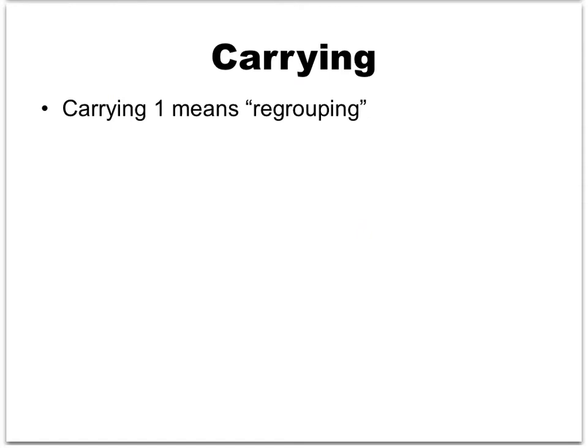So what I hope we see from these examples is to illustrate what it is we do when we carry a 1. Carry 1 really means regrouping. Specifically, that means that we're going to take 10 items or 10 bundles of items and bundle them together or group them together to form a bigger bundle. So that's what we're really doing when we carry a 1. It means that we are regrouping.